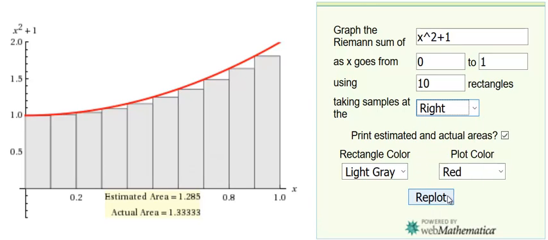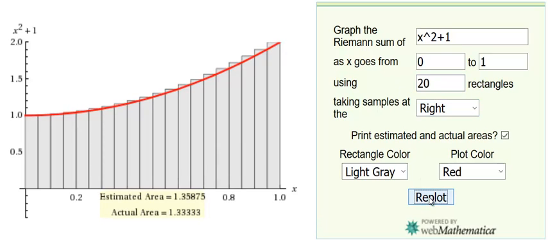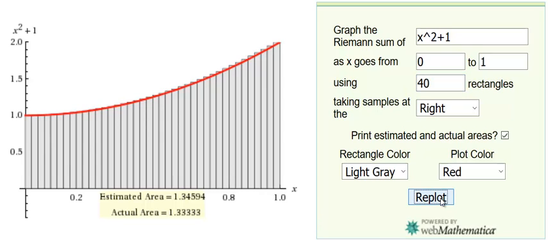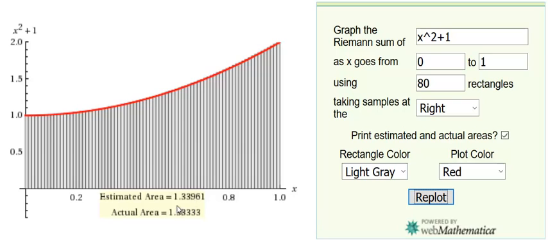So let me go back to the right rectangle and let me increase this again. Let's look at 20 rectangles. Okay, so now we've got 1.35 and the actual area is 1.33. See, 1.35, 1.33. Let me double it again. And you can see what's happening. The more rectangles, the less error we have. Now we're at 1.34, getting closer to the area of 1.33. Let me double those rectangles again. See what we get. Yeah, see? You're getting closer and closer.